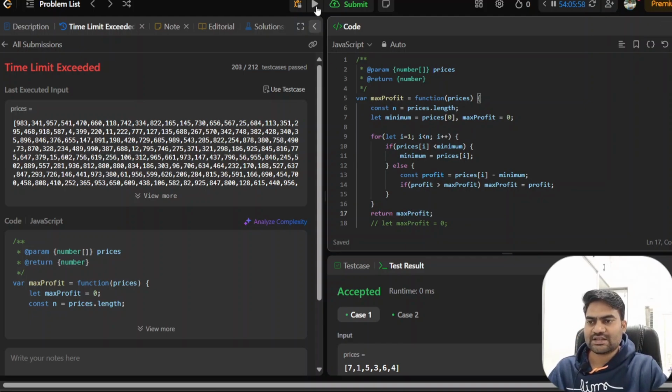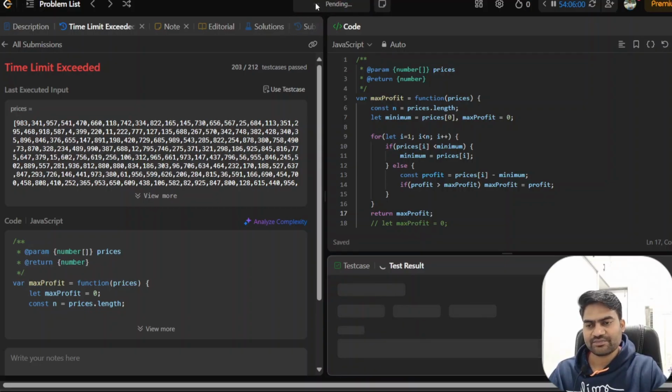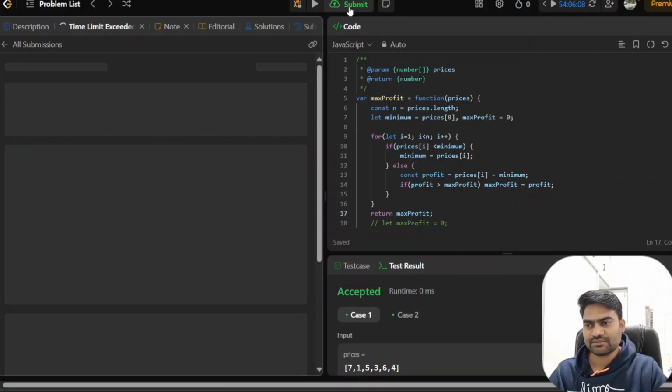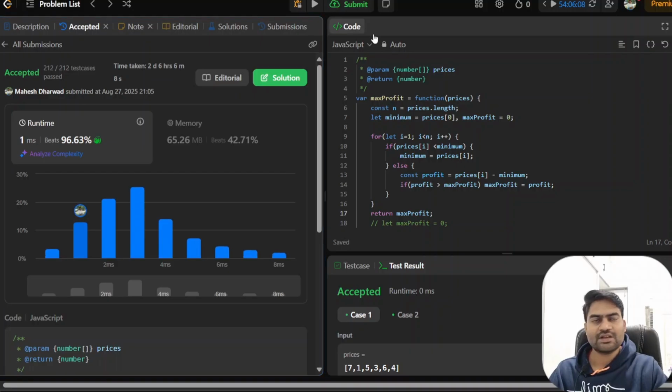Okay. Let's try to run this and see if this works fine. It is accepted. Now if I submit, it got accepted. Okay, so this is the most optimal solution for this problem.